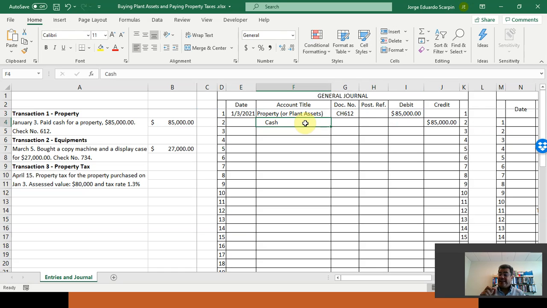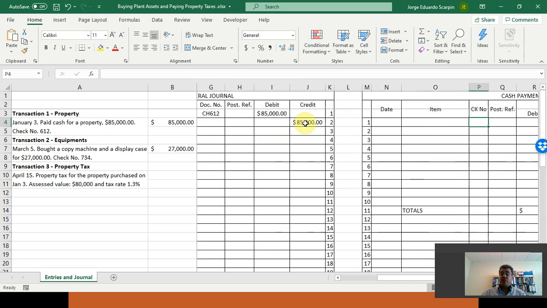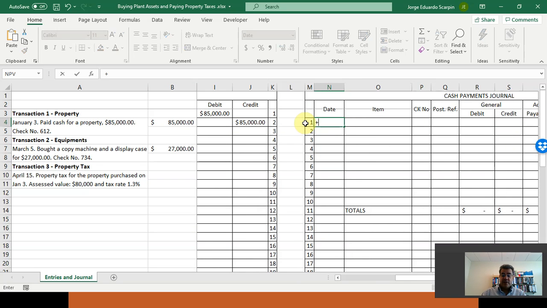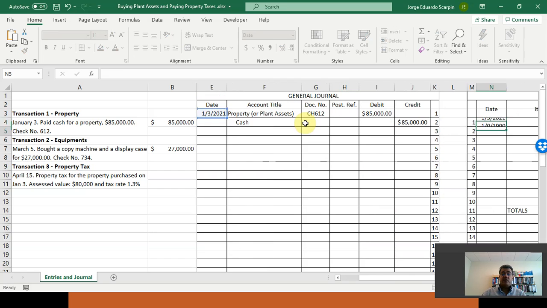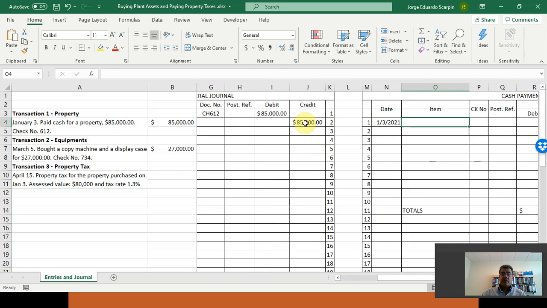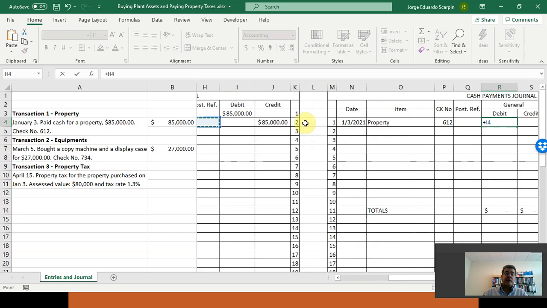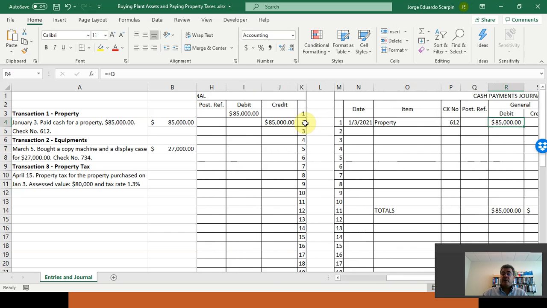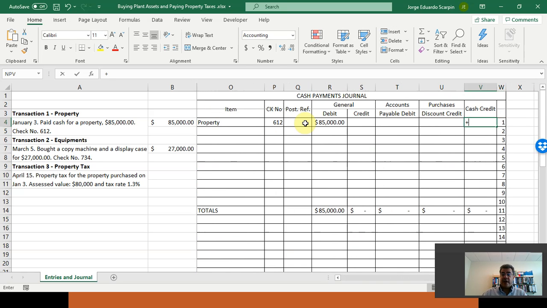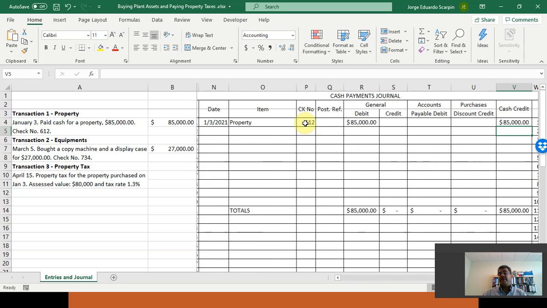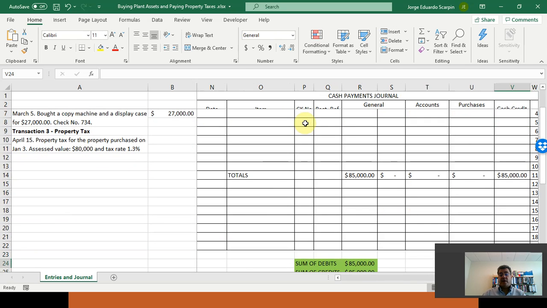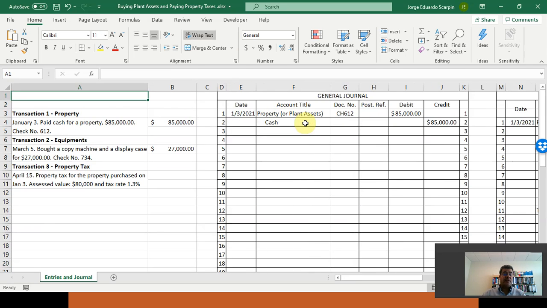If we are crediting cash, we must go to the cash payments. So date, January 3rd. Item, property. Check number 612. Debit for property, 85, and credit cash, credit 85. And now we are good here on sum of debits and credits.